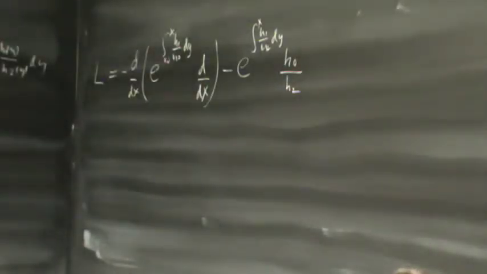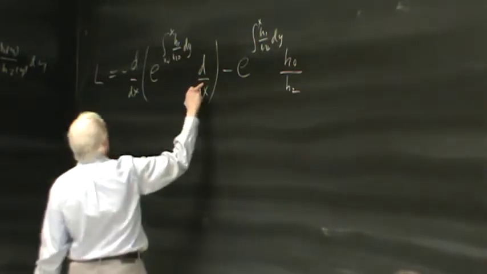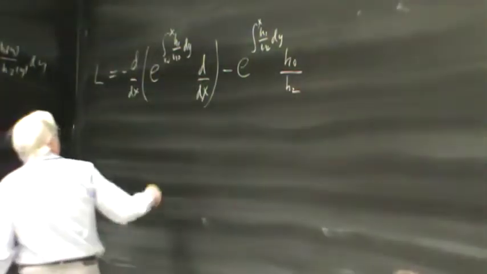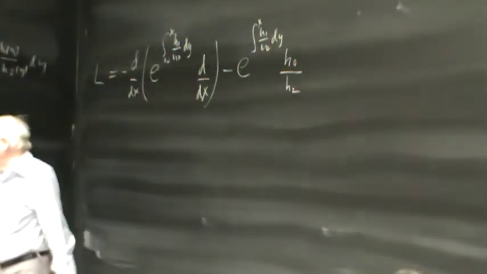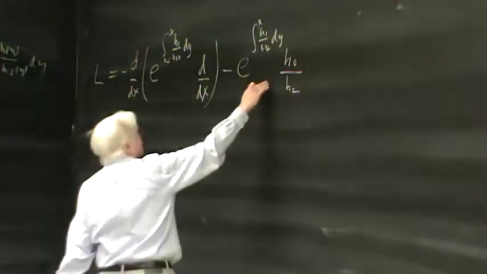Okay, so that's a self-adjoint form. What you see here is that if the d by dx hits this d by dx, you just get the pre-factor times that. If the d by dx hits the exponential, that brings down h1 over h2, and you still have the exponential. Finally, this exponential hits this, and you get this last term.